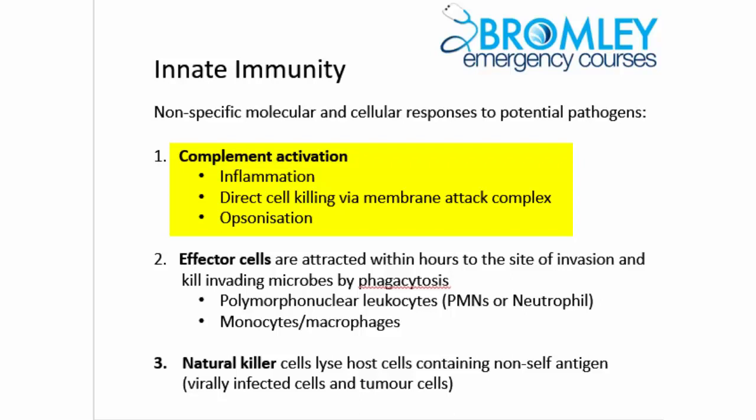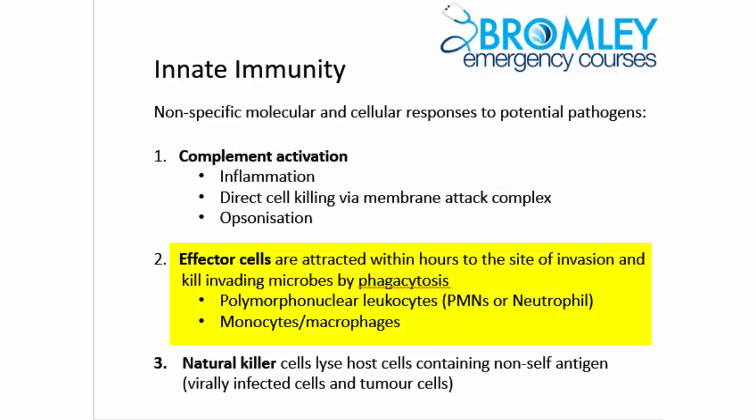Further complement proteins are able to opsonize, that means coat bacterial cells with complement protein, which makes them much more attractive to phagocytic cells for digestion. Furthermore, certain effector cells are attracted within hours to the site of microbial invasion, and these are able to kill invading microbes by phagocytosis. Such cells might recognize potential pathogens because they have become coated with either complement or IgA antibody.